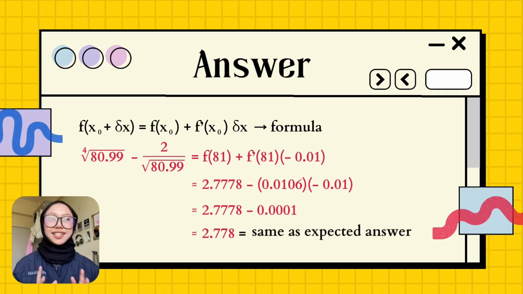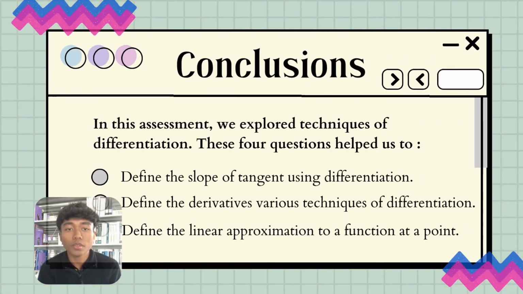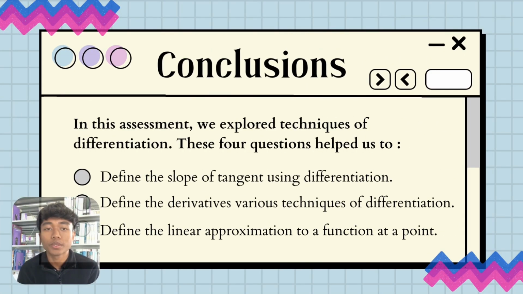So, by using this method, we have proven that the value of 2.008 is the same as our expected answer previously. In conclusion, in this assessment, we explored techniques of differentiation. These 4 questions help us to define the slope of tangent using differentiation, define the derivative and various techniques of differentiation, and define the linear approximation to a function at a point.